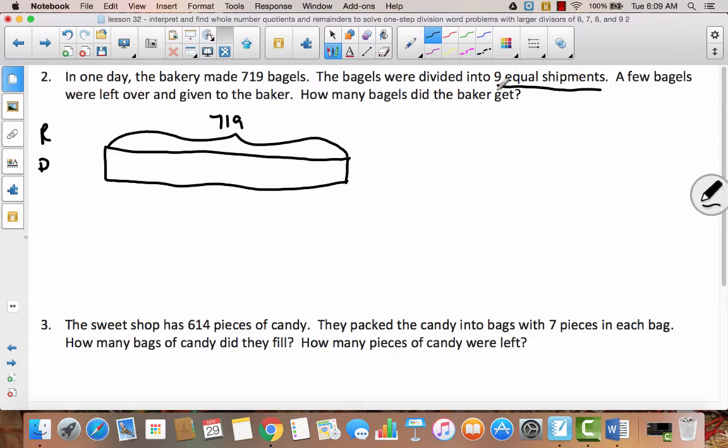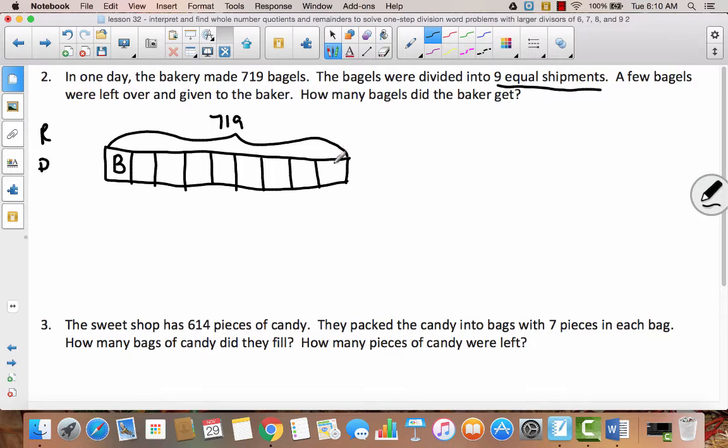Well, it says that there were 9 equal shipments, so that means we have 9 equal groups. So let's go ahead and divide our tape diagram into 9 parts. So I've got 1, 2, 3, 4, 5, 6, 7, 8, 9. And I'm trying to figure out how much is in each group. So I'm going to use the unknown B for bagels. You could also use a question mark, but I like to use letters. All right, so I'm trying to figure out how much is in each group. So I've got 719, and I know that I'm going to put that into 9 equal groups.